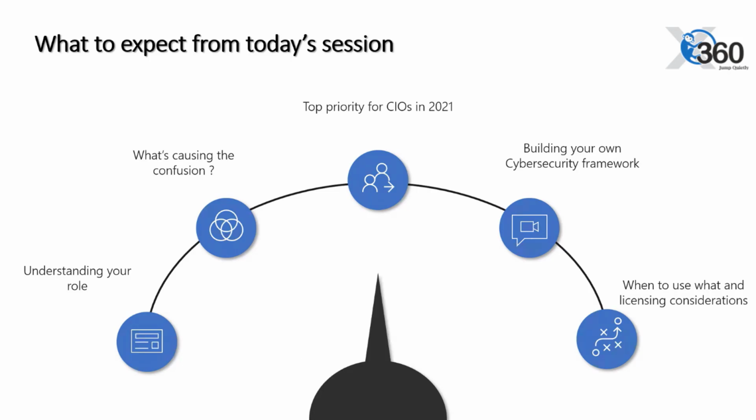Next is, what are the top priorities for CIOs in 2021? We'll try to understand that as well, and we'll try to understand how cybersecurity is even related to that, right? What are some key areas which CIOs or CTOs are focusing on in 2021?